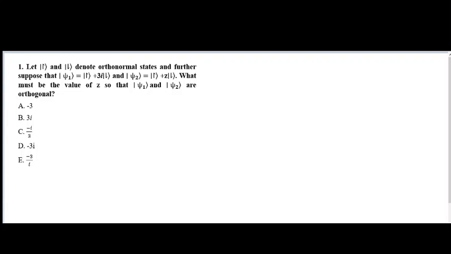This is our first problem of quantum mechanics, in which we have given two states as up and down states which are orthonormal to each other, and further two states are given which are psi1 and psi2, and this psi1 and psi2 are the linear combination of this up state and down state. We are required to calculate the value of z so that psi1 and psi2 are orthogonal.